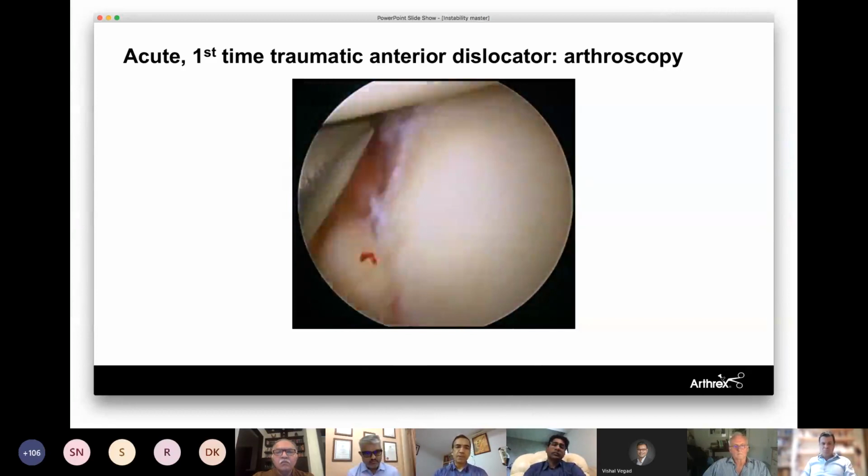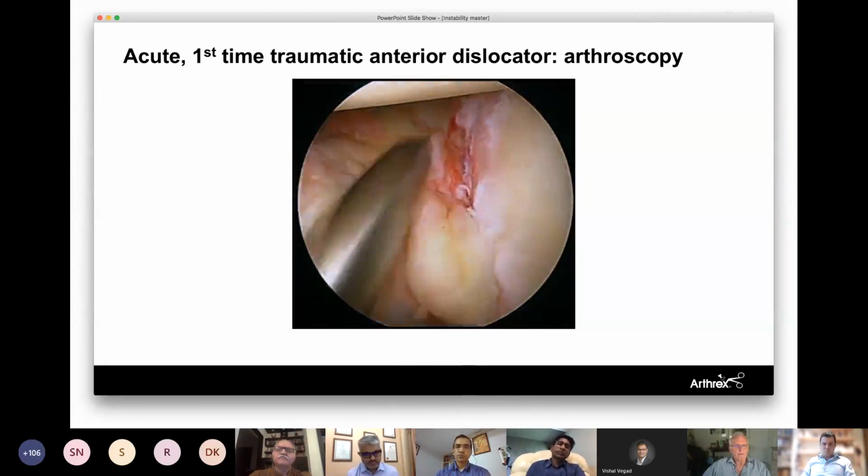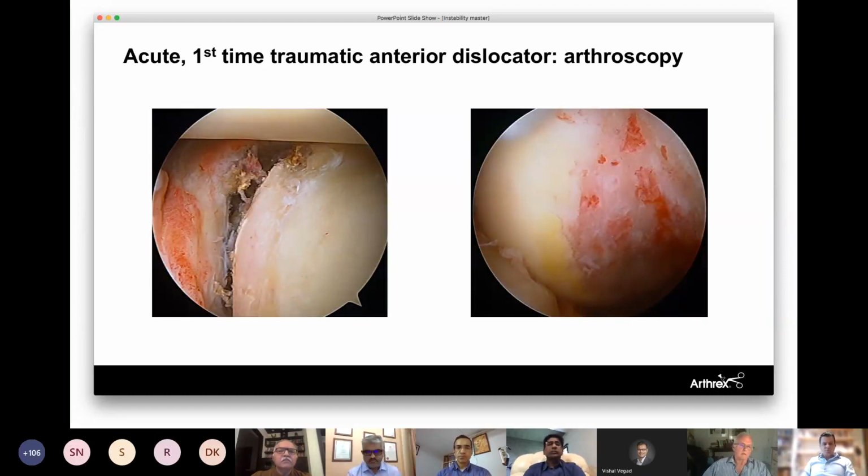Would anybody call this an ALPSA? No. Okay, let's go on. So that's what we've seen. Very, very well. Excellent. Labrum, which has been well released, floating up nicely.